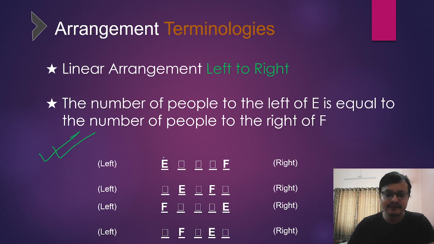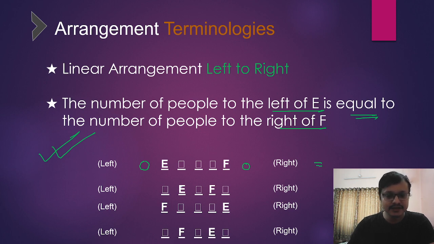Why? If you look at the first one, where is E? Extreme leftmost. So what is the count of people to the left of E? 0. What is the count of people to the right of F? 0. Which means equal.